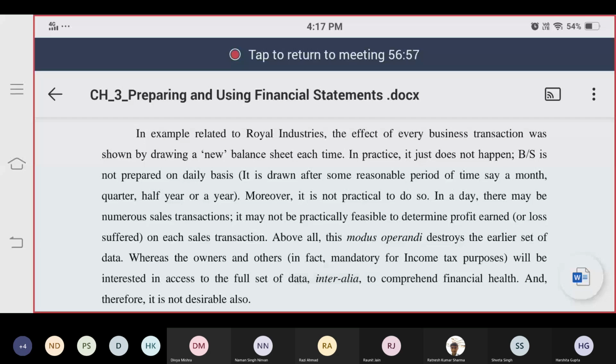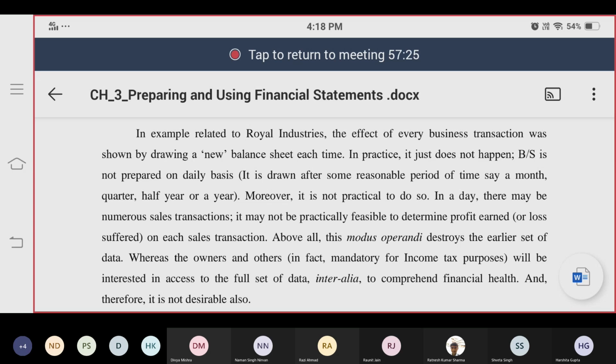Now let us look at the profit and loss account. In the example related to Royal Industries, the effect of every business transaction was shown by drawing a new balance sheet each time. In practice, it just does not happen. Balance sheet is not prepared on a daily basis. It is drawn after some reasonable period of time, say a month, quarter, half year, or a year. Moreover, it is not practical to do so.